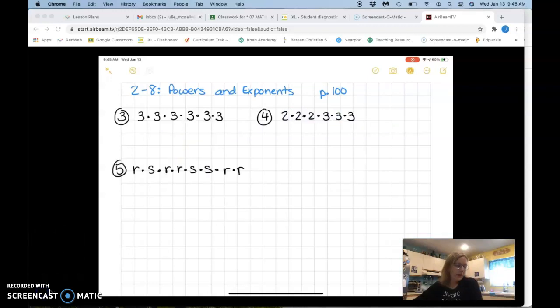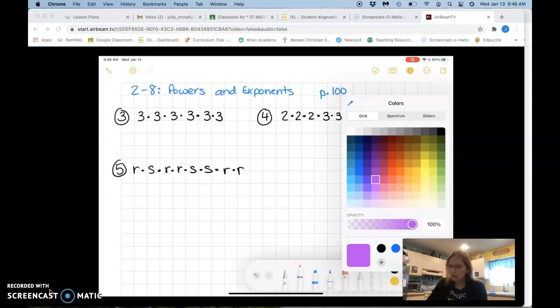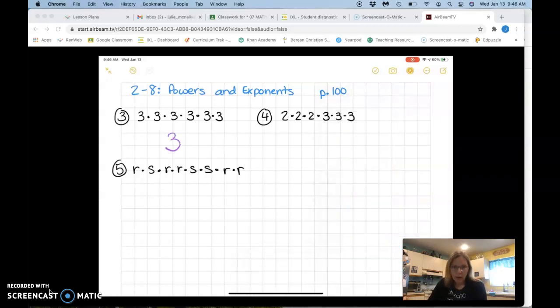Okay, so for this part, again, it says write using exponents. So the number that I see is going to be my base. So I'm going to write 3 as my big number. Then I'm going to count how many 3's there are, and that becomes my exponent. So I see 1, 2, 3, 4, 5, 6. So it will be 3 to the 6th power. Now for the next one, I have 2 bases because I see 2 numbers there. So I'm going to write 2 and 3, and then I'm going to count how many there are of each one. So there's 1, 2, 3 2's, and there's 1, 2, 3 3's.